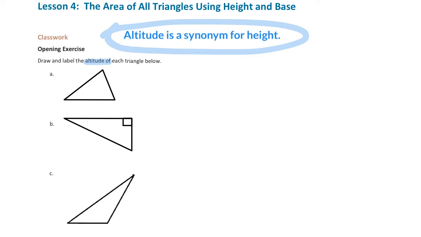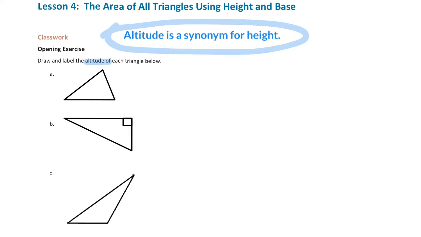Now, altitude is not a word you've probably heard in math class before. You've probably heard it in other situations. Altitude you've probably heard of in terms of somebody talking about an airplane and the altitude, or in the mountains, someone talking about the altitude. So altitude is a synonym for height in math. So we're looking for the height.